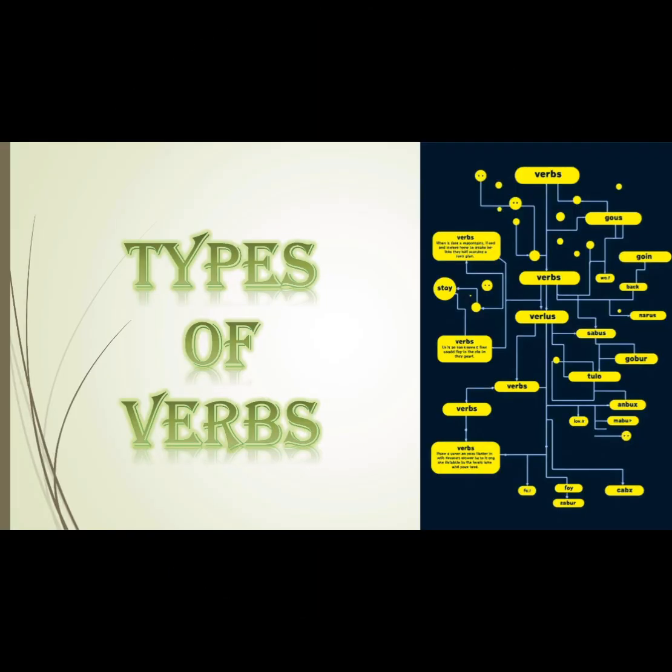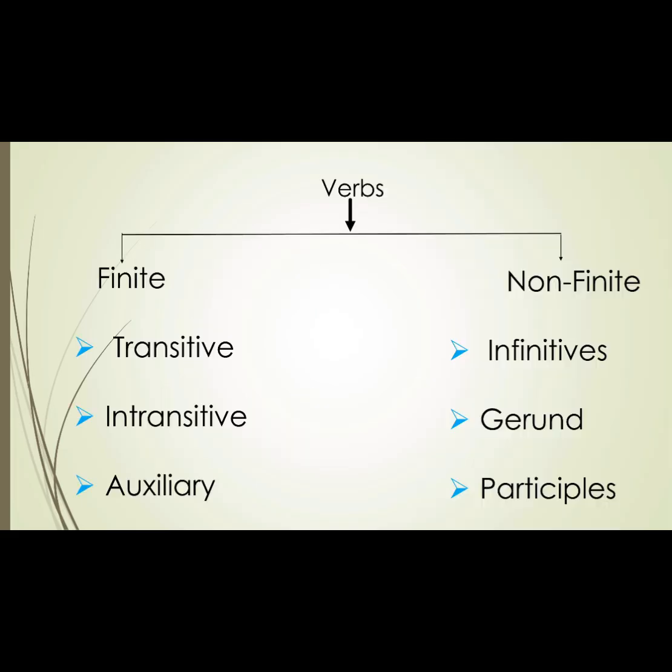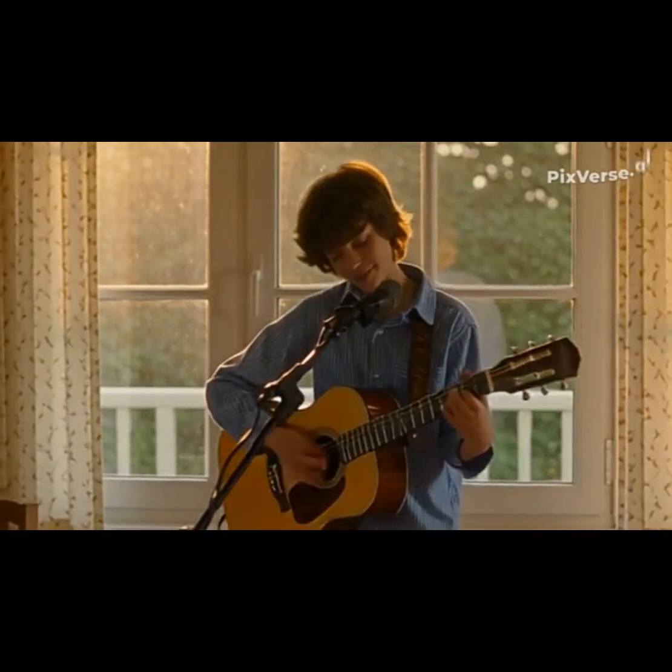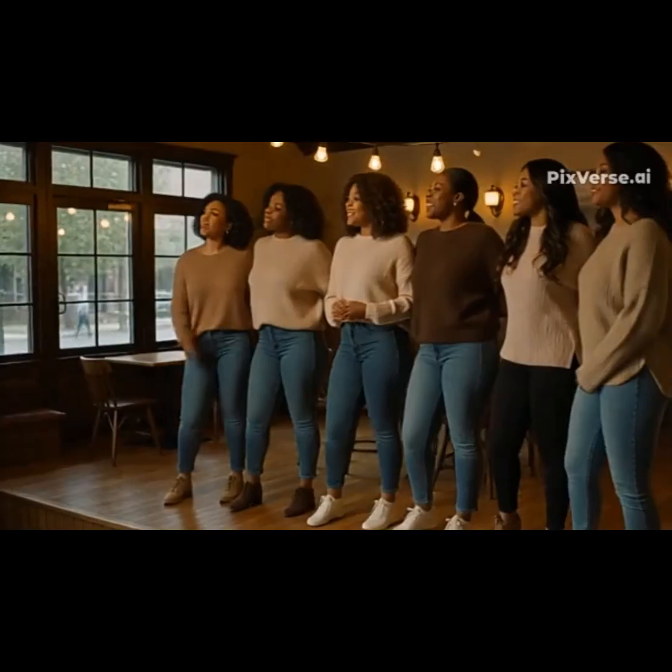Let us move into the next topic, that is types of verbs. Verbs are divided into two types, finite verb and non-finite verb. Now let us look into what a finite verb is. These verbs show the tenses, that is past, present and future, and they change according to the subject. Like, he sings well. Here, sings can be changed to sing if the subject is they.